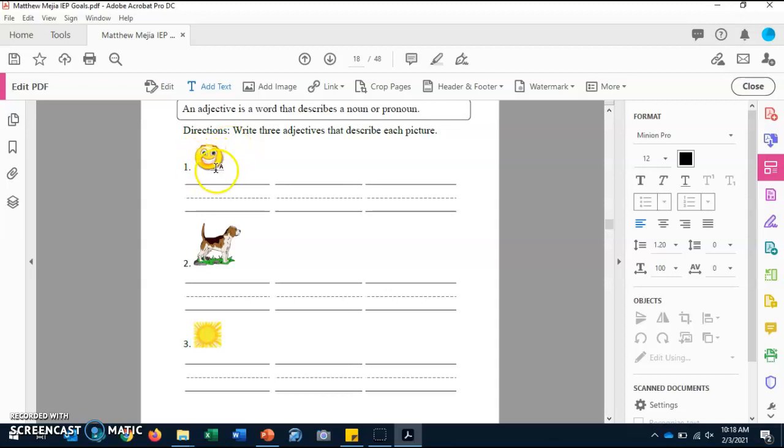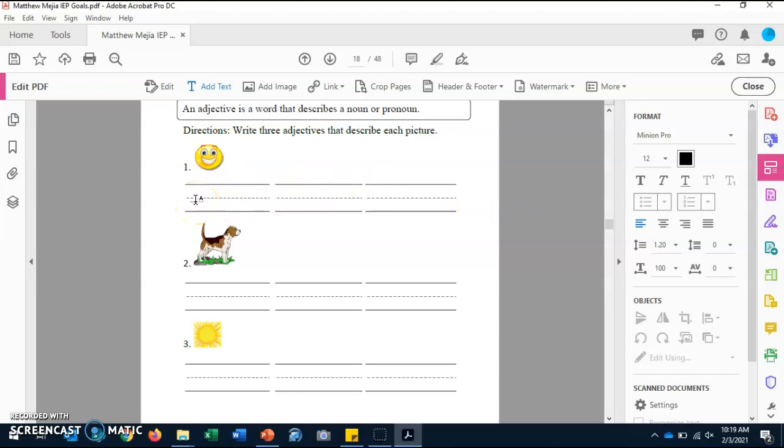So we know it's a smiley face. The smiley face feels happy, because a smiley face is happiness. We also know it's round and it's yellow, and all these things that we're doing, we're describing this picture right here. So we already talked about our objectives. We already described the picture. Now all we have to do is write them down.